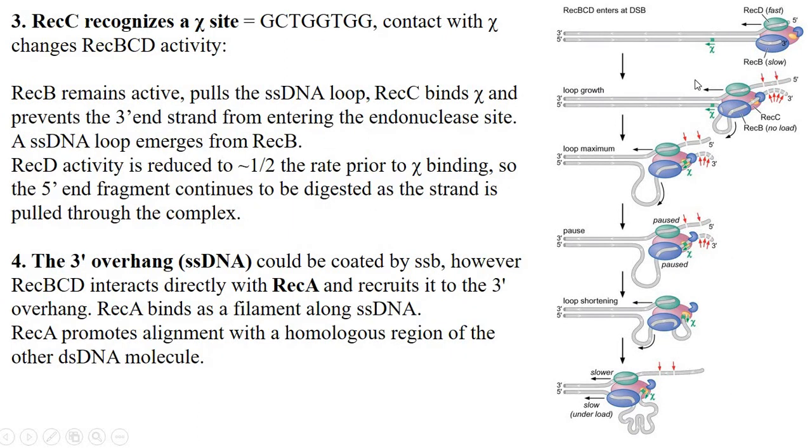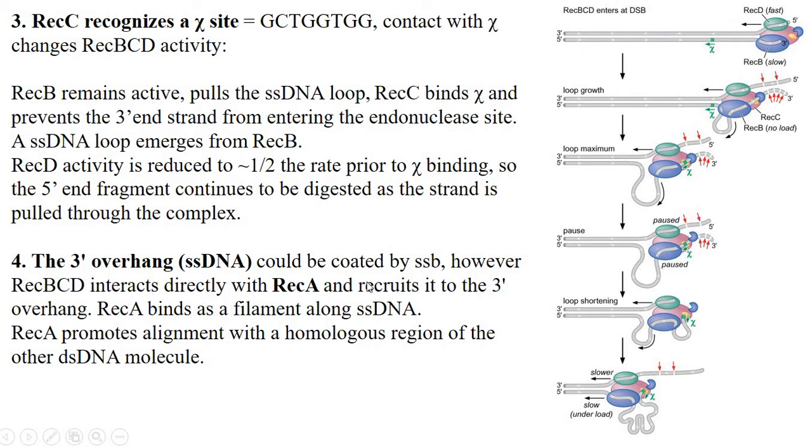This Rec-C recognizes the chi site. Here, this is the chi site. Rec-B remains active. It pulls the single-stranded DNA loop at this chi site. Here, this is pulling it in because there was lower activity here. Rec-D now, as I said, has reduced activity, so everything will stay here.